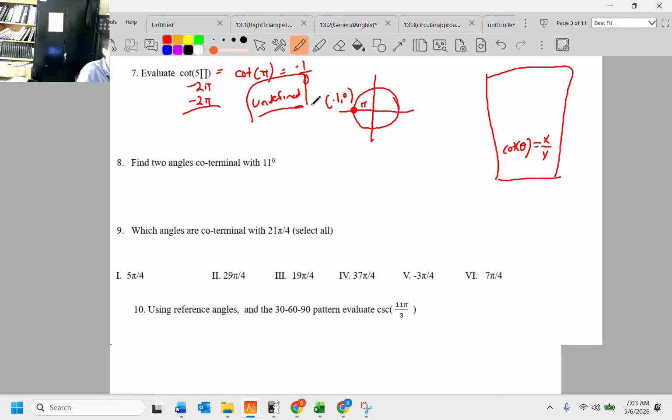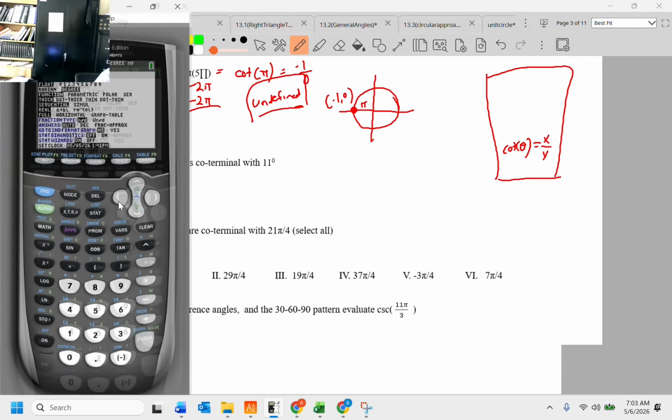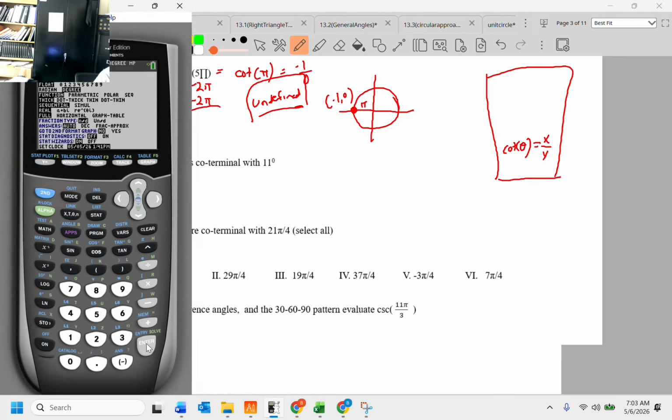Now here's something for you guys, if that's just too much. I'm going to hit mode and go back to radians. And to some degree, you can do this on a calculator. Cotangent is the reciprocal of tangent. So I can do 1 divided by the tangent of 5 pi. And it has error divided by 0, which is, of course, undefined.